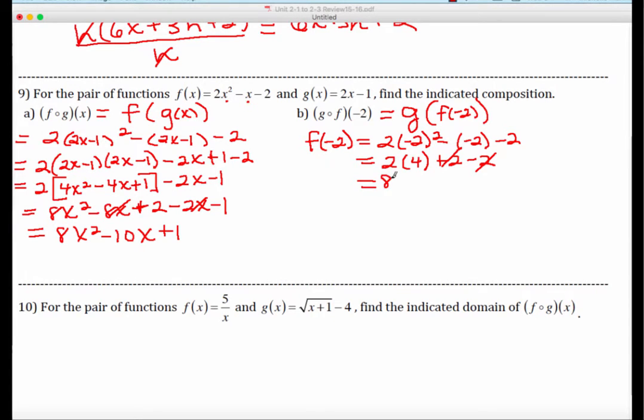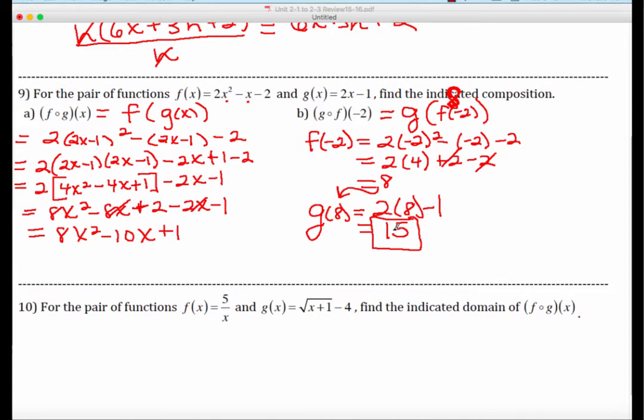That is not the final answer, because now that you get f of negative 2 calculating out to 8, you now have to do g of 8. And then g of 8 is equal to 2 times 8 minus 1, and 16 minus 1 is 15, and that is actually the final answer down here. Okay, you don't get two answers. It is a single answer at the end.